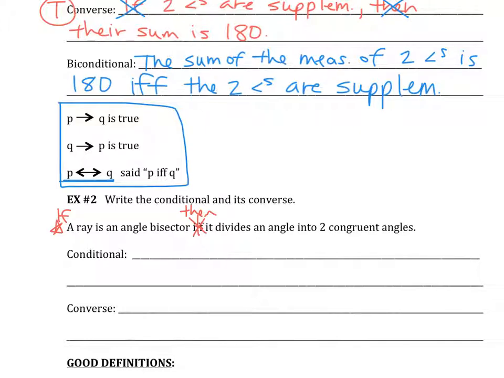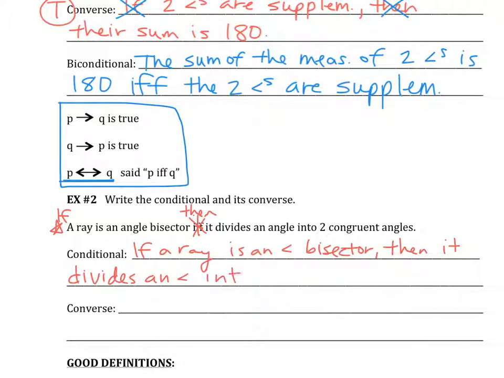So it's going to be if a ray is an angle bisector, then it divides an angle into two congruent angles. Notice the shorthand. You are welcome to use that. If a ray is an angle bisector, then it divides an angle into two congruent angles.